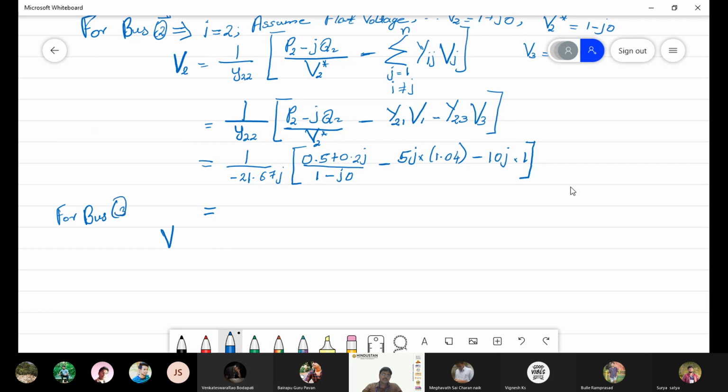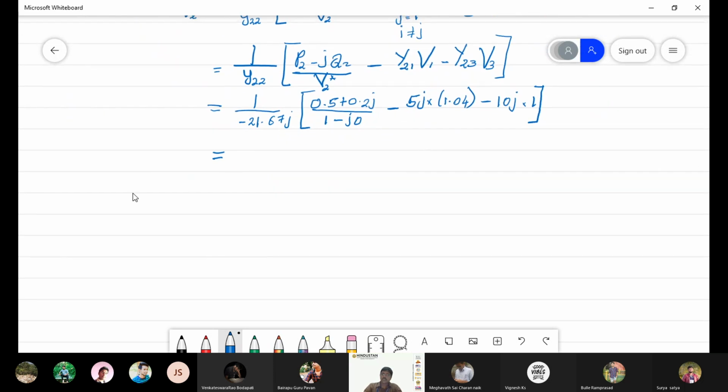for bus 3, right? For bus 3, which implies i is equal to 3. I will give some space, please wait. Yes, we have to take the results for this also. So I'm just giving some space to find out the next bus. And therefore, for bus 3, which implies i is equal to 3.